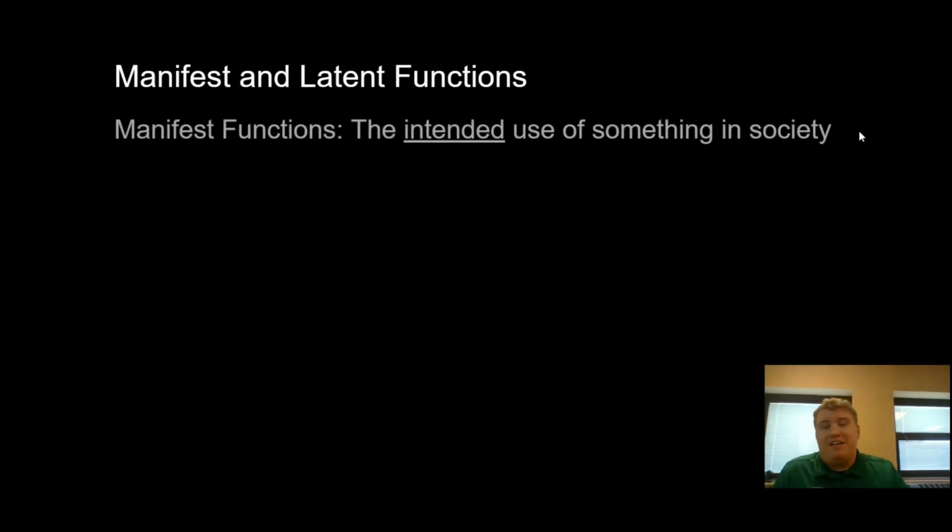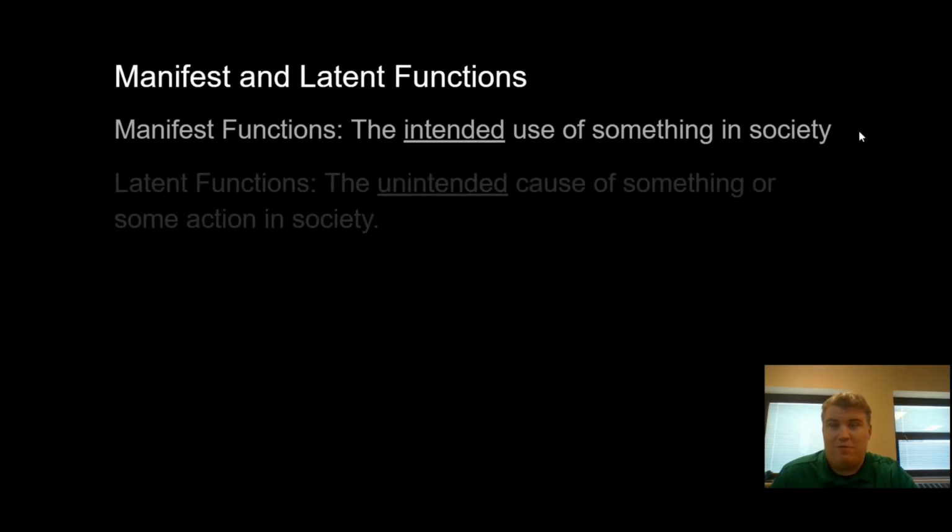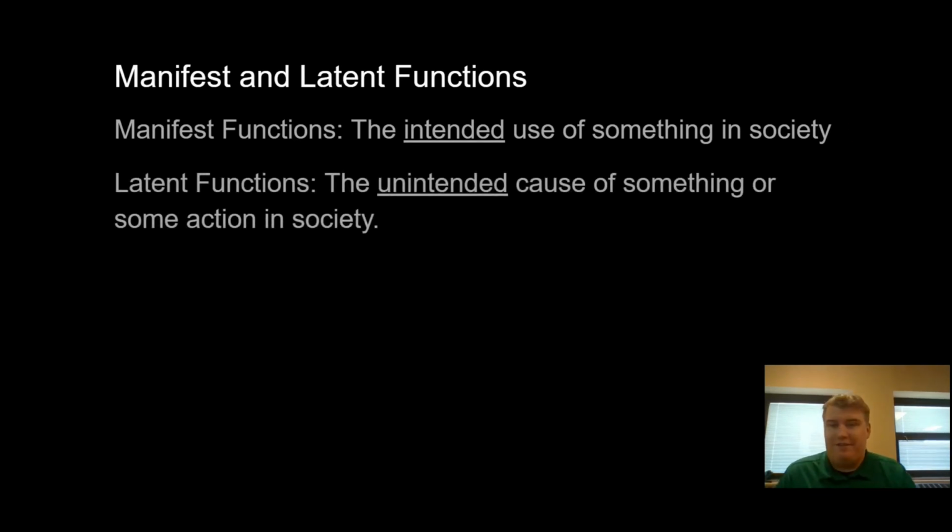All right, so moving on a little bit more, we have functions of society, which are manifest and latent functions. So manifest functions are the intended use of something in society. All right, so it was created for this reason and is used in society for this reason. Now, just because something is intended to be used, obviously it can be used for other things, all right, things that it was not intended for. And that is where we get latent functions, or the unintended cause of something or some action in society.